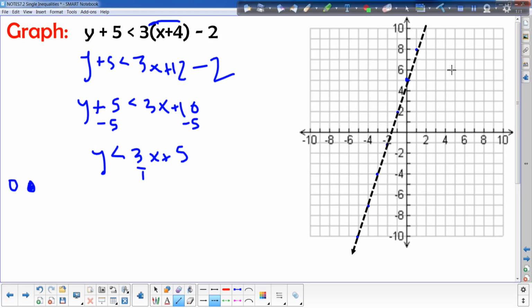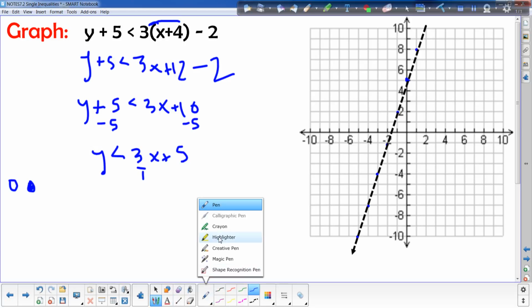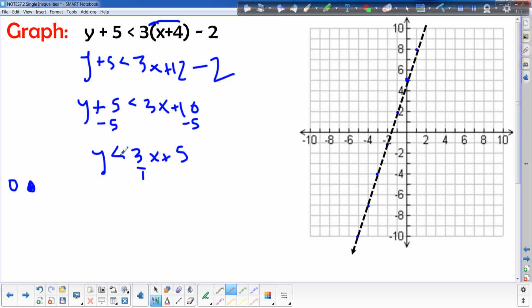The question is, which side are the solutions? Is it this side over here or this side over here? We go back and we look, and it says y is less than. So that means I want to pick any point and go straight down. Pick any point and go straight down. That's how I'm going to shade. So this is the area that I need to shade.